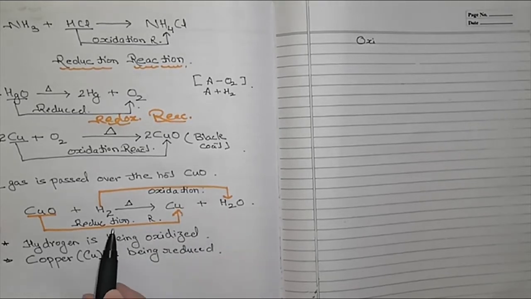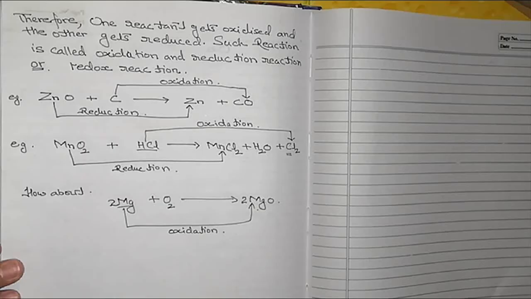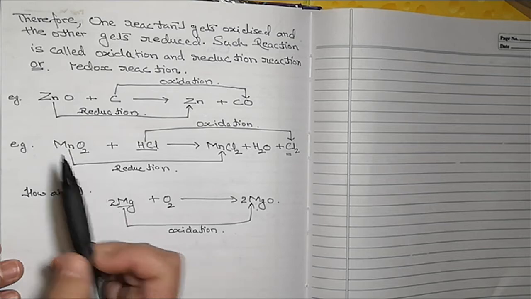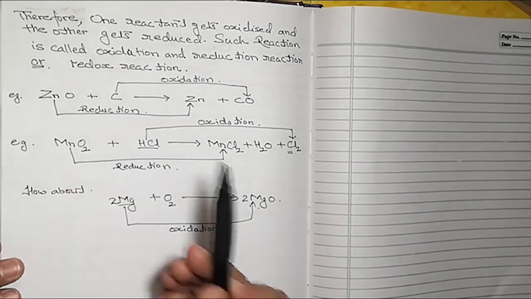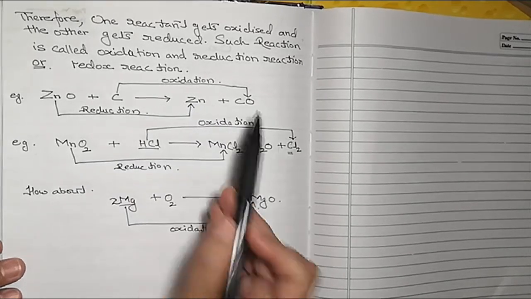So in a reaction where oxidation and reduction take place simultaneously, we call this type of reaction a redox reaction. Let's take an example, student. Here is an example given in your book: zinc oxide plus carbon gives zinc plus carbon monoxide.